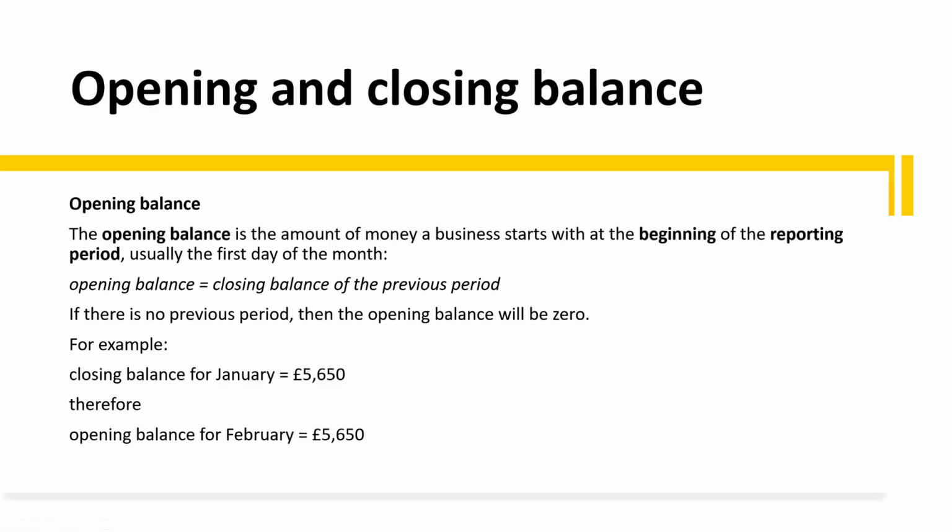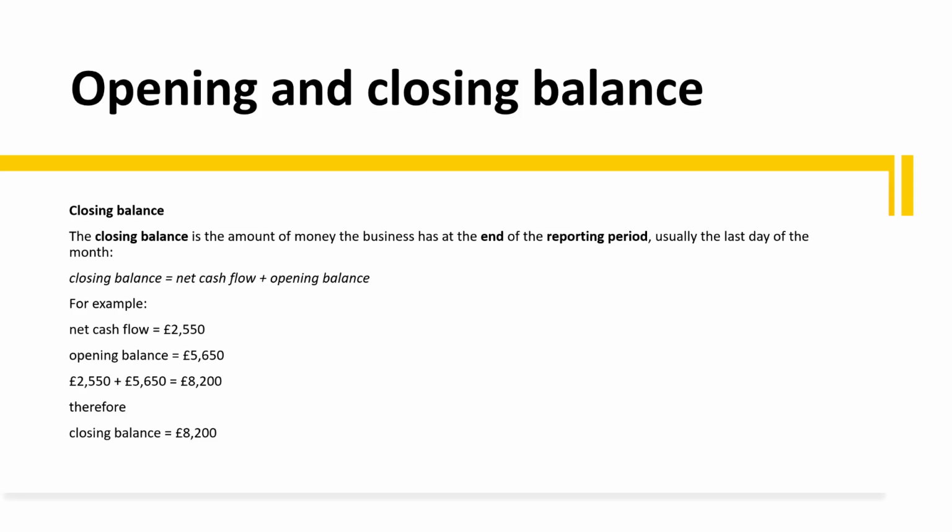The opening balance is the amount of money a business starts with at the beginning of the reporting period, usually the first day of the month. So opening balance equals closing balance of the previous period. If there is no previous period, like in our prior example, then the opening balance will be 0. So, for example, a closing balance for January equals £5,650, and therefore the opening balance for February is £5,650.